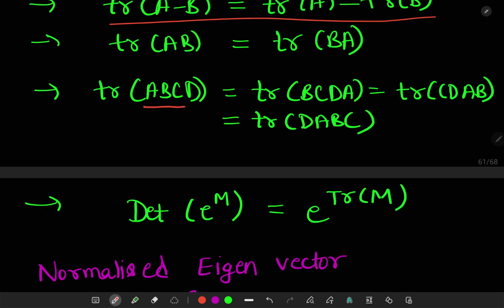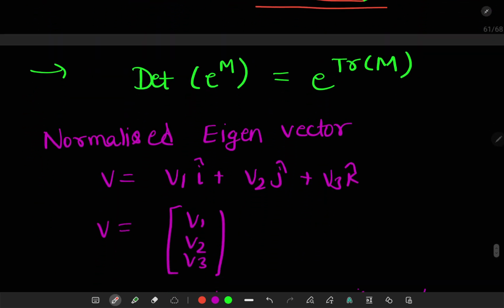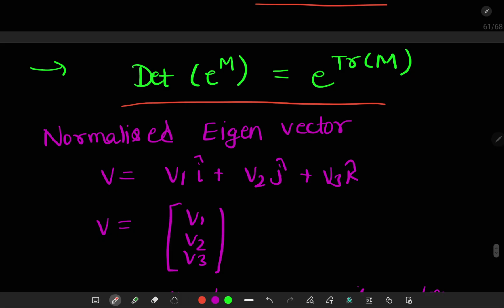Here you can see trace of ABCD is equal to trace of BCDA, trace of CDAB and trace of DABC. Here you can see there is a cyclic order: ABCD, BCDA, CDAB and DABC, and this is a very important formula. Determinant of the exponential of M, where M is a matrix, is equal to the exponential of the trace of matrix M.